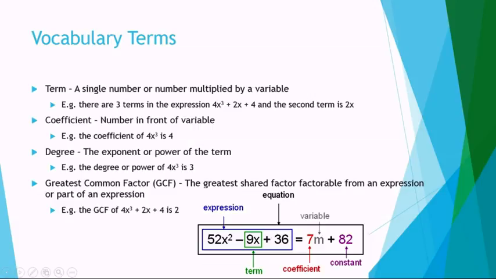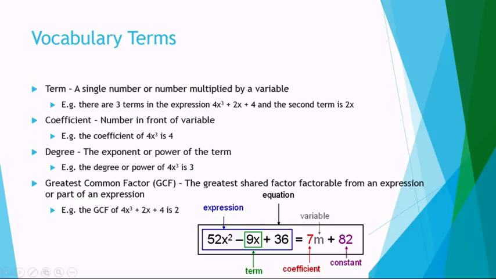Here I have a degree of 2 because my power, or my exponent, is 2. Here my degree is 1 because there's an invisible 1 right there. Here I don't have a variable, so my degree here is 0. Same thing over here. So constants have a degree of 0 because there's no variable attached to it.